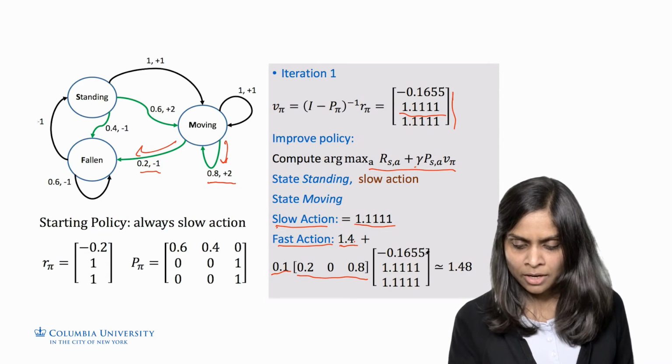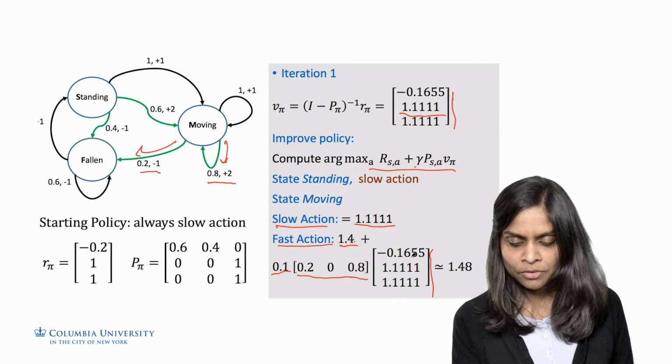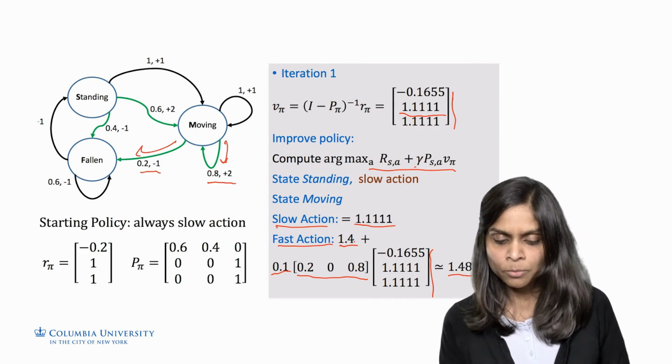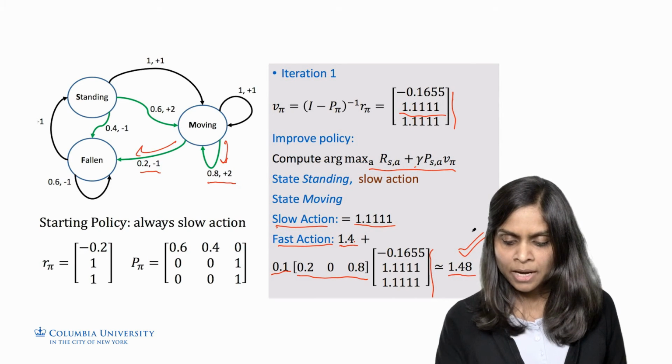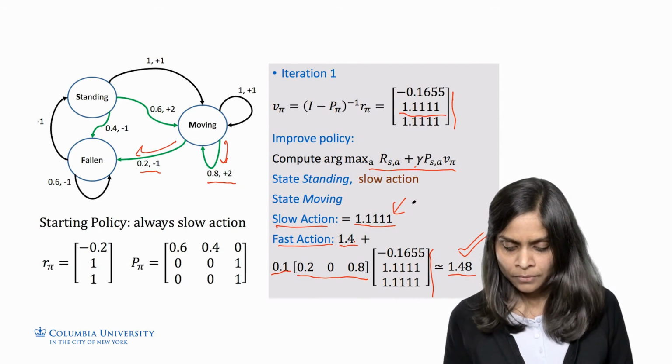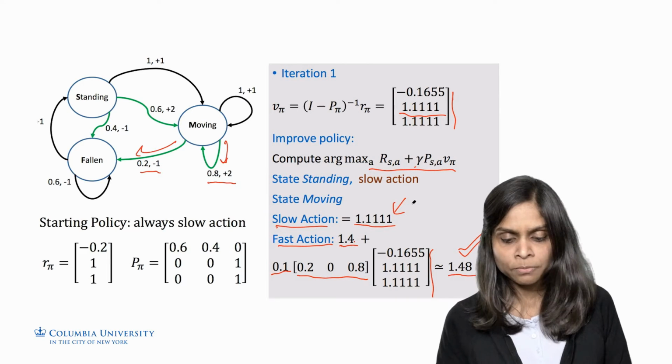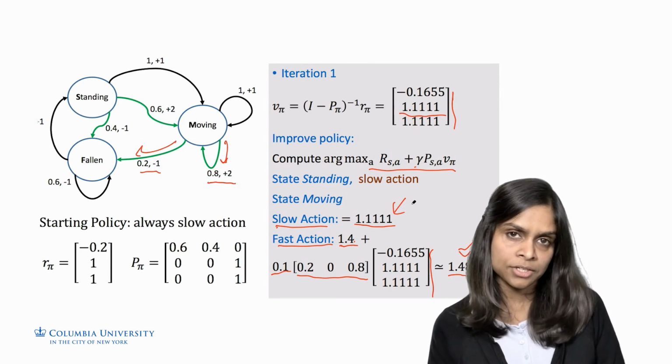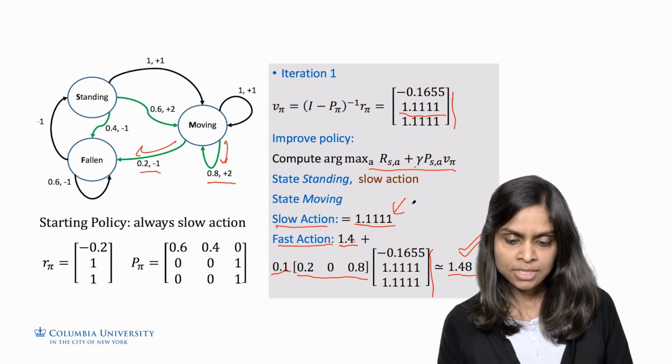And this right here is V pi. When we evaluate this expression, it comes out to be 1.48. So this is better than what we had before. So we decide that in a new improved policy, we should be taking fast action for the moving state.